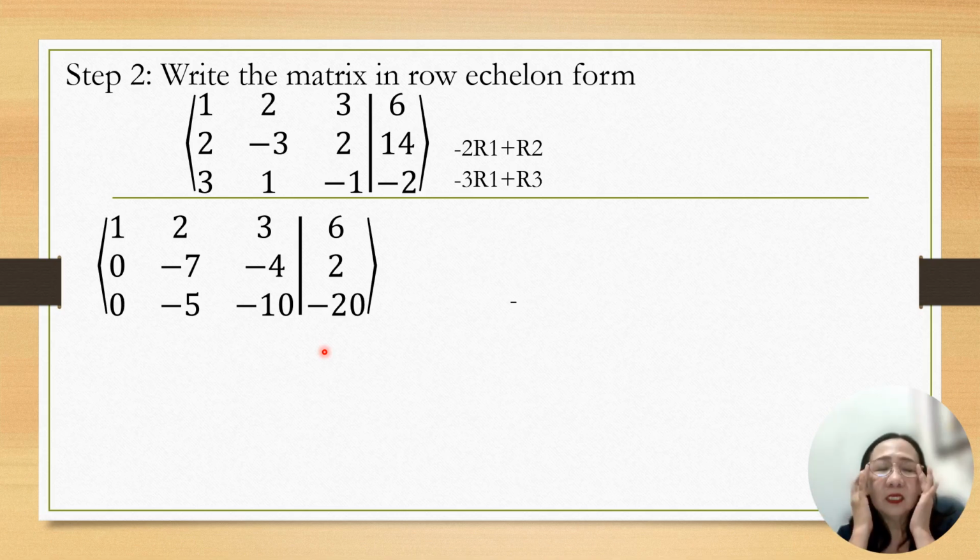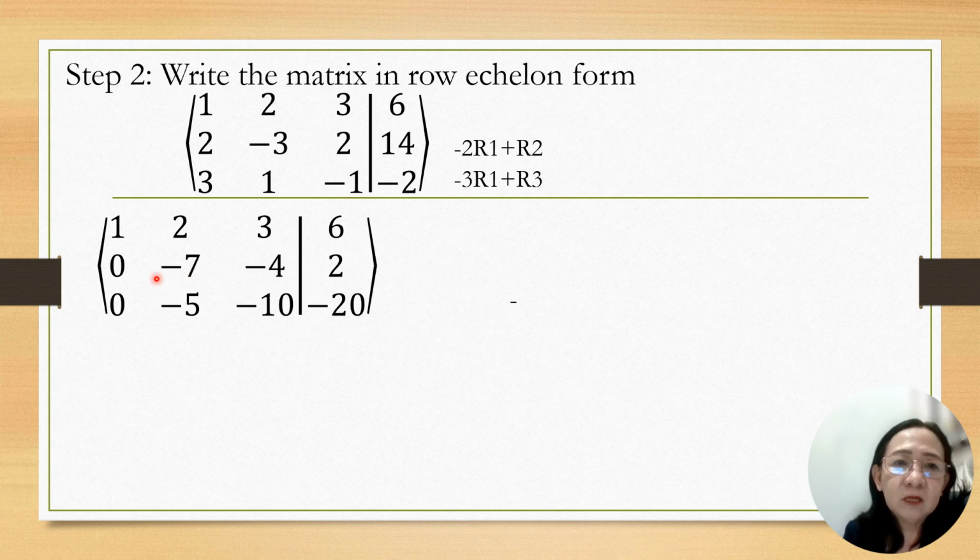Okay. Now, look at the second row. So, we have negative 7. I think your next move is to make this 1, you're going to multiply this by negative 1 over 7. Am I right? If you do that, of course, this negative 7 becomes 1. But looking now at negative 4 and negative 2, these two numbers are not divisible by 7. But looking now at our row 3, negative 5, negative 10, negative 20 are numbers divisible by 5.